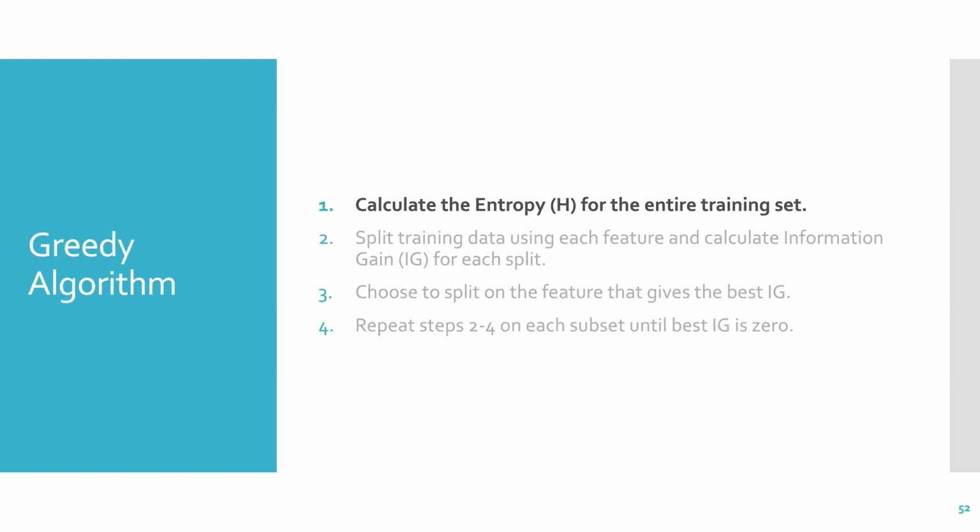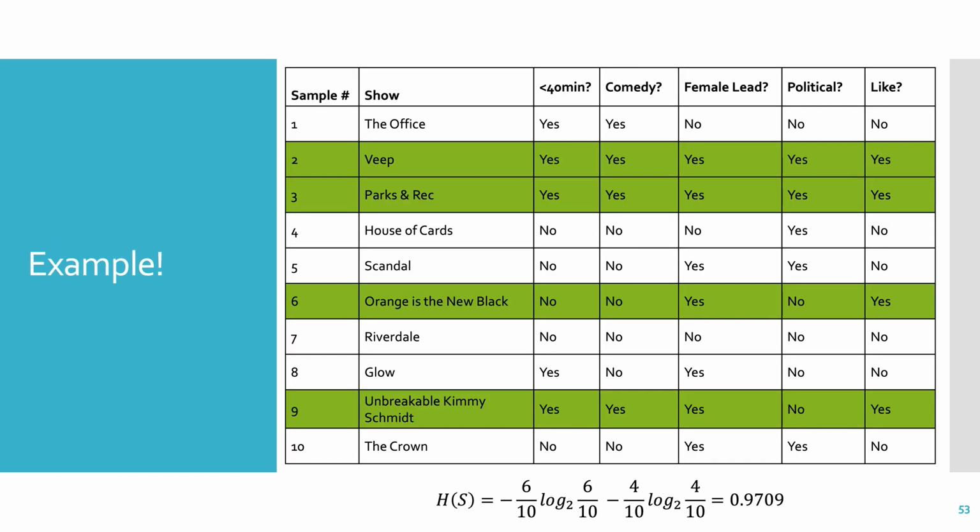First, we need to calculate entropy for the entire training set. I highlighted all of the yes labels in green throughout so that we have a better way to visualize how many samples are yes and how many samples are no. Here we have 4 samples with a yes label and 6 samples with a no label. We calculate entropy like so at the bottom of the screen. We get 0.97. So not quite random, but pretty close.